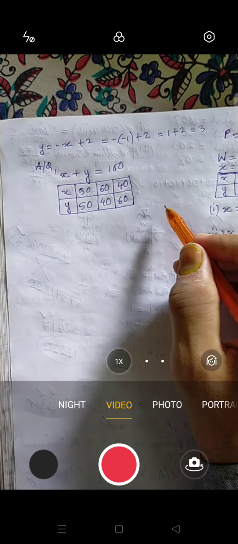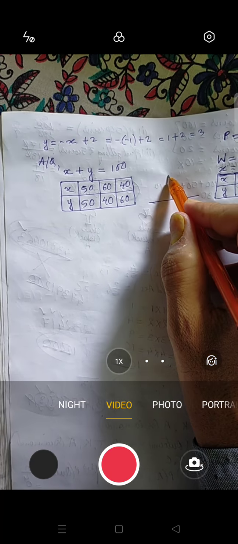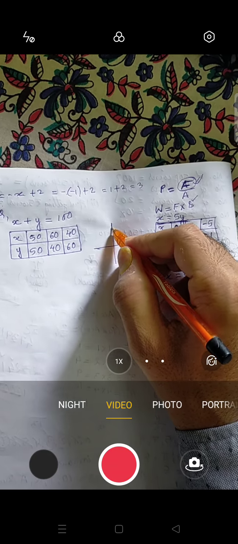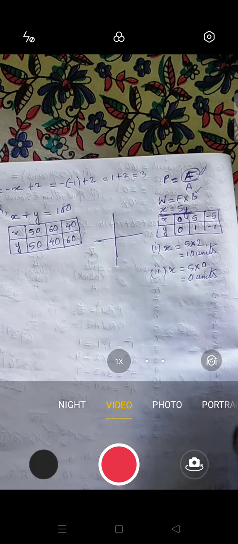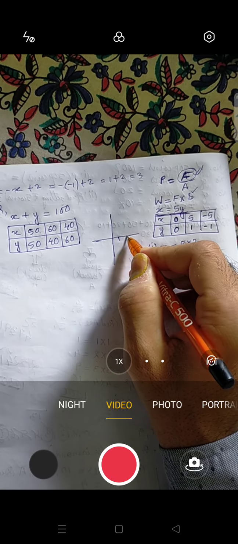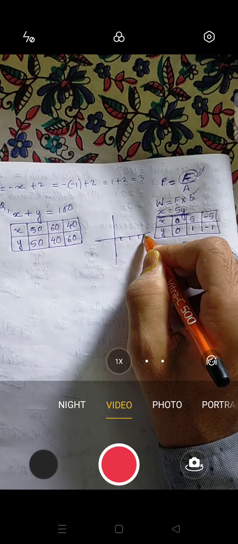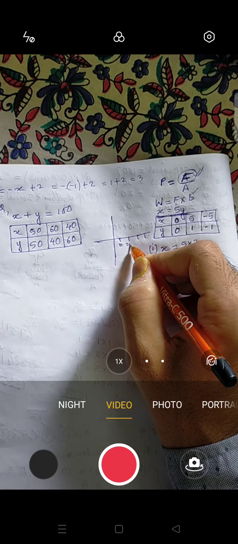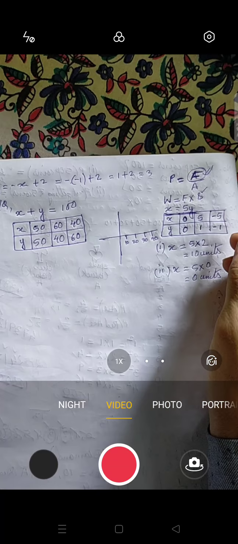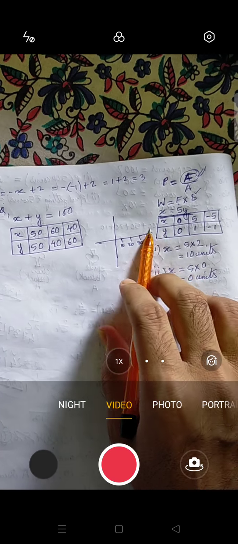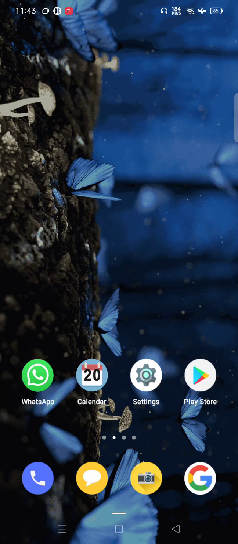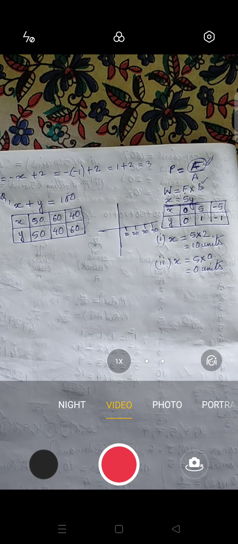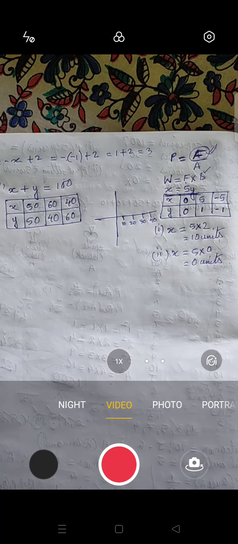So while making the graph, be careful. Just listen. You will do the graph by your own. While making the graph, don't take 1, 2, 3, 4. You take 10, 20, 30, 40, 50, 60. Up to 60 is there, so you can take up to 60, and this axis also you will take up to 60, and then you can draw the graph. Is it clear? If you take 1, 2, 3, 4, then it will be bigger. Okay, am I clear?